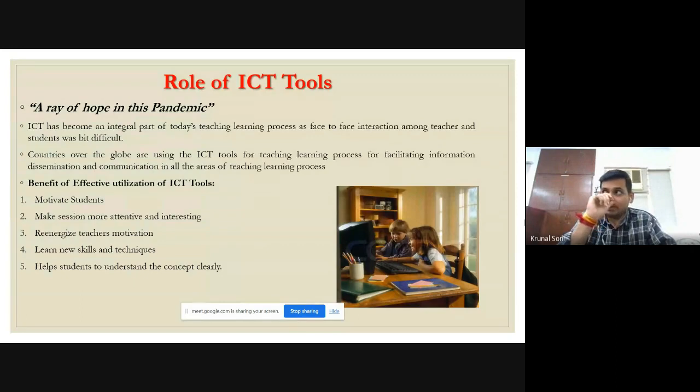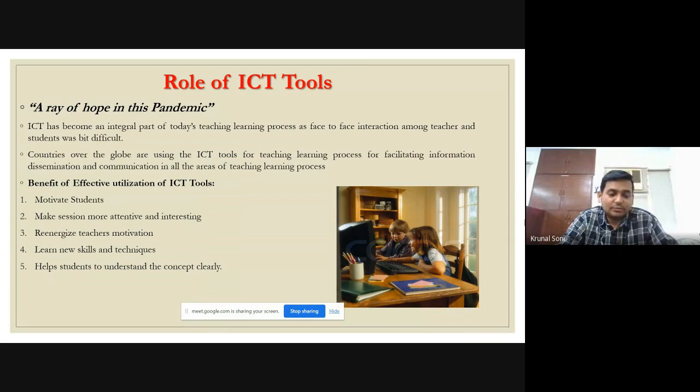Not only India, but all countries across the globe were using ICT tools for the teaching learning process, right? For content sharing, for presentations, for quizzes, for tests, for the learning process. So ICT tools played a significant role in this manner. Now, how were the benefits of effective utilization of ICT tools received by both parties, that is, from the academic side and from the student side?